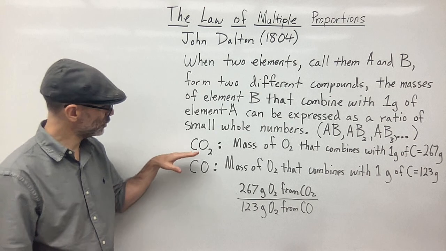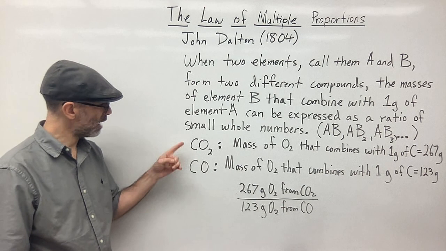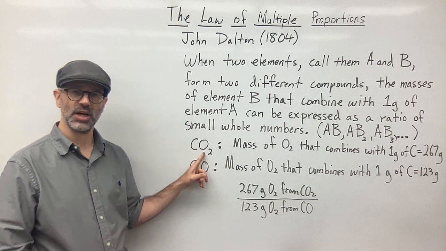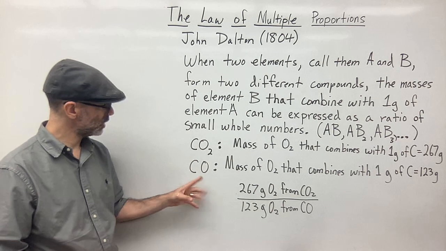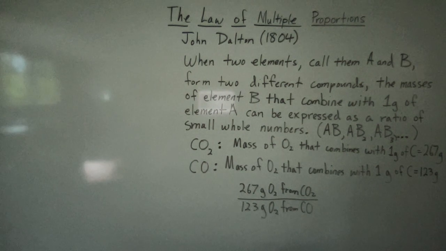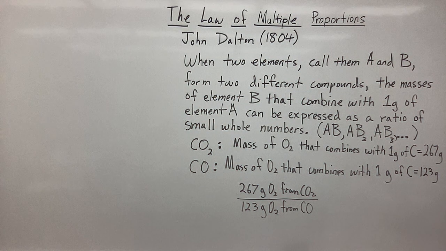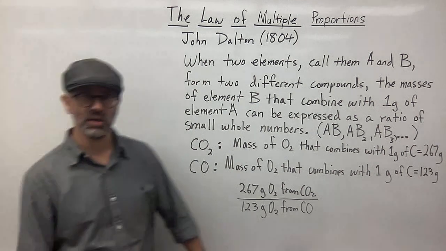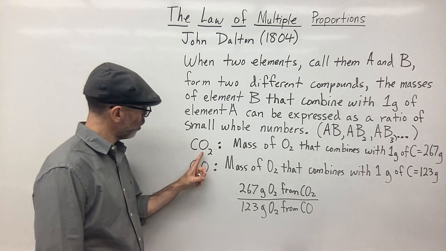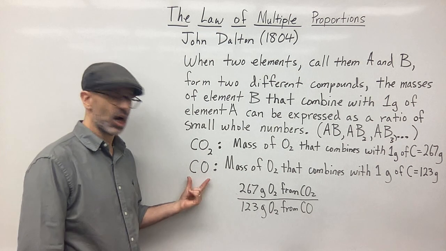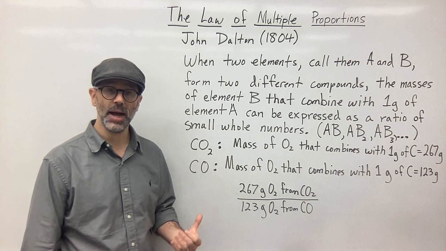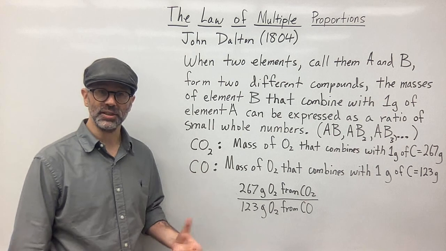So here, I have two compounds. They both have carbon and oxygen. So we'll say that carbon is our element A and oxygen is our element B. These are two different compounds because you can see that they both have different amounts of oxygen. So this has carbon and oxygen in it. This has carbon and oxygen in it, but they have different amounts of oxygen. So they're different compounds. But they're both made up of carbon and oxygen, A and B.